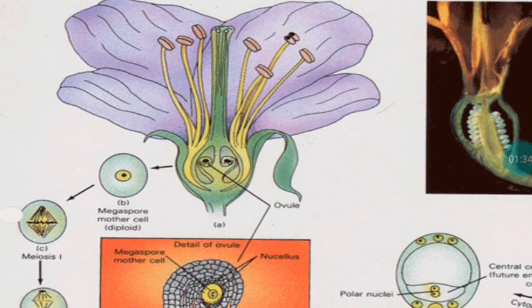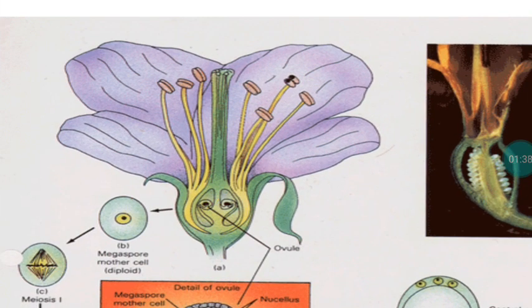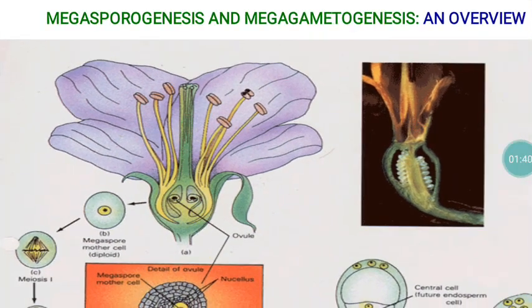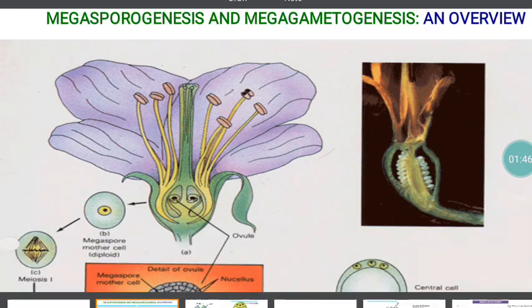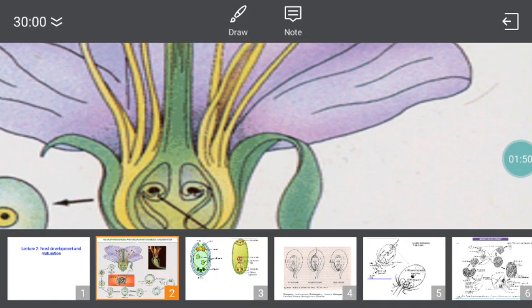This is the female organ of a plant system, starting from the stigma down to the ovary. This particular part is the ovary. Within the ovary, there are two dots, and both of them are ovules.